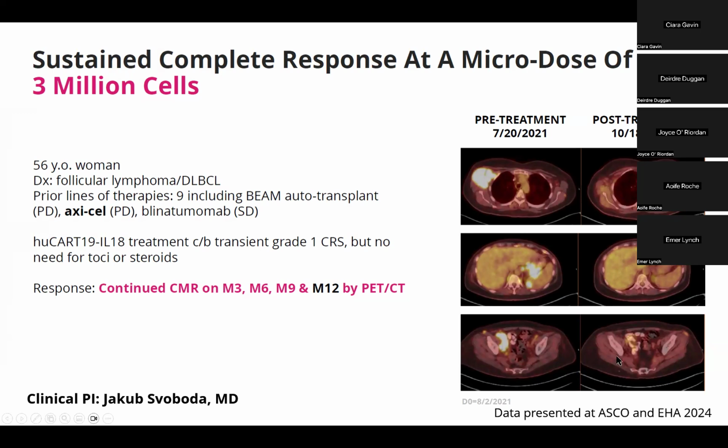This is before and after, before and after, before and after. And she's been in a continuing metabolic response. And this was a dose that we thought too low to see anything, but had been requested by the FDA for safety reasons.